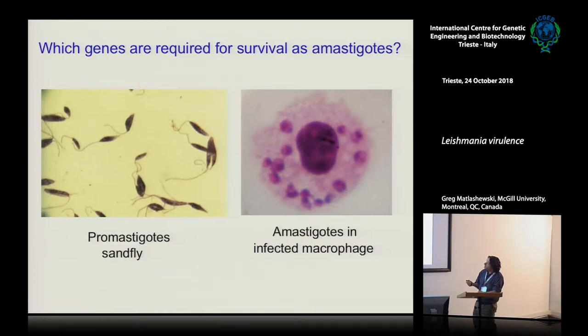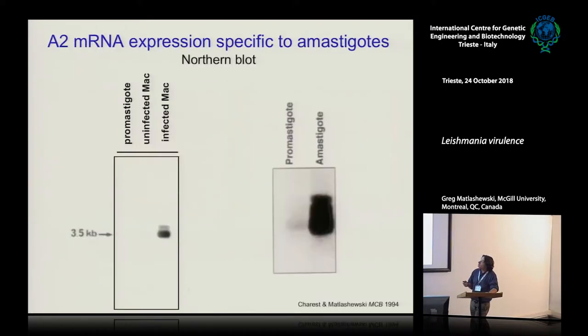If you find genes expressed here specifically, then those would have to be required for survival in the human, and they could be considered as virulence factors. So we started to look for genes which were specifically expressed here but not here. And this was before the age of microarrays or RNA-seq or anything like that. So I won't go into how we actually isolated the gene, but I'll show you some of the highlights.